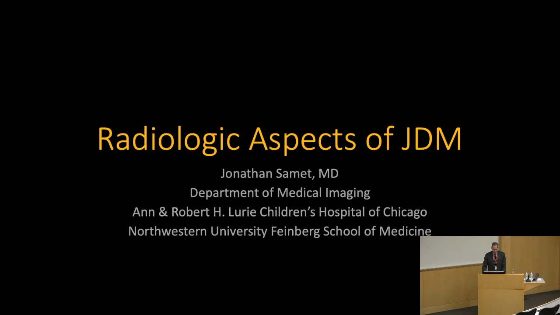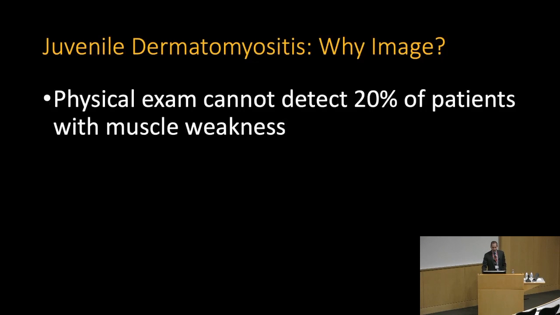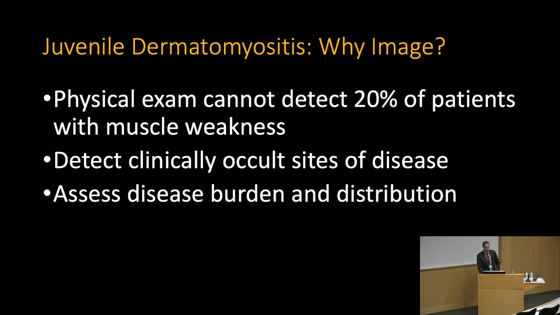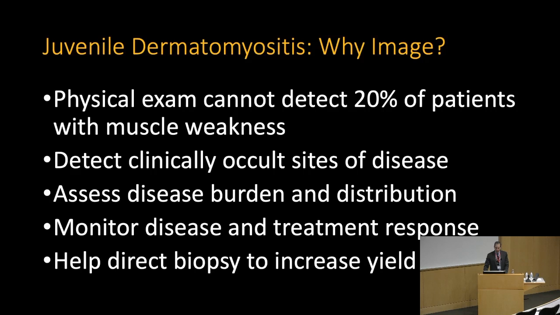Today I'm going to give the radiology perspective of what we see for JDM. So the first question is why to image? It's been said that physical exam cannot detect 20% of patients with muscle weakness. And MRI can detect the clinically occult sites of disease. We can assess the disease burden and the distribution. And we can monitor disease and treatment response. And also importantly, we can help direct the biopsy to increase the yield.